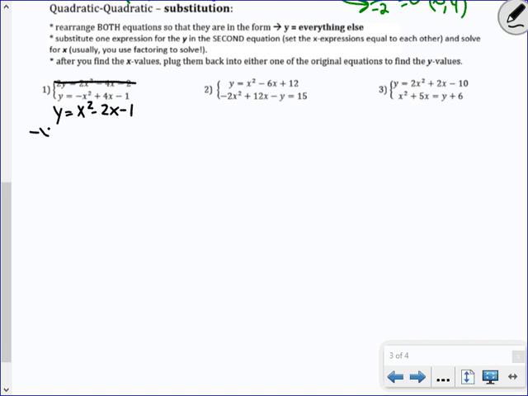So negative x squared plus 4x minus 1 is equal to x squared minus 2x minus 1. Both of the expressions on the right-hand side of each equation, set them equal to each other. What's cool about that is that we no longer have y. Okay, so we can solve now because we only have one variable in our entire equation. But what do I have to do before I can use factoring? I need everything on one side.